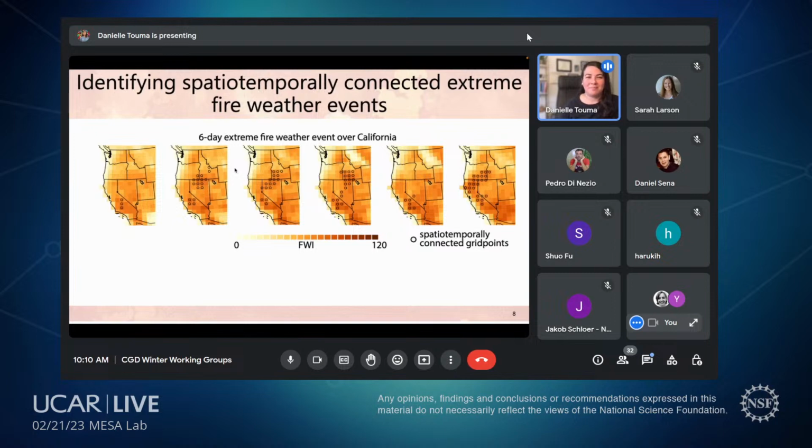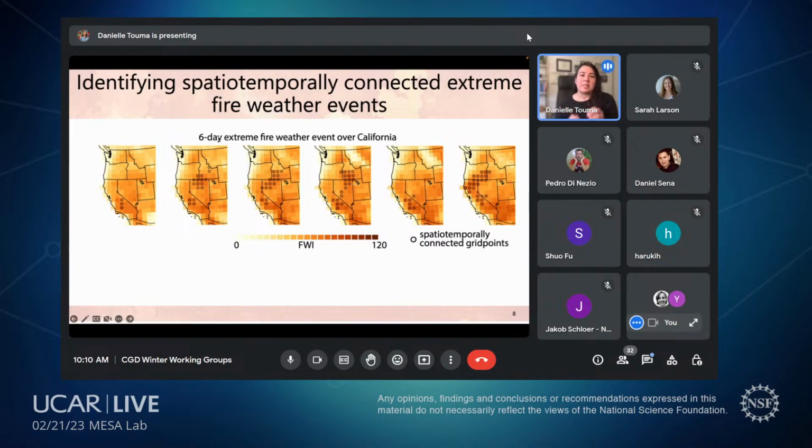So going back to our extreme fire weather events, we also wanted to capture extreme fire weather events more holistically. These events are connected in space and time, so we wanted to capture that as well. So what we do is for each of these thresholds, we identify grid points that exceed that threshold throughout all our ensemble members and throughout the whole analysis period. And we find grid points that are connected in space and time.